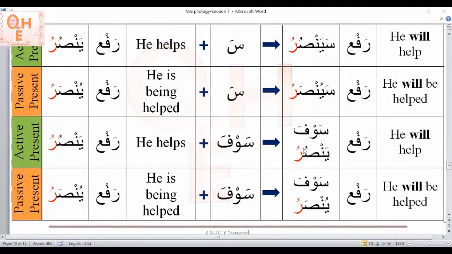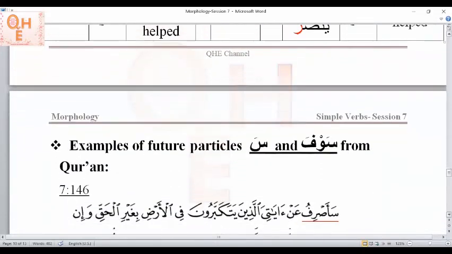There is a little difference in terms of meaning or aspect, or the explanation of the verse, when sa is used and where sawfa is used. That's part of the tafsir. Inshallah, in future when you get more knowledge in tafsir, you will understand the difference when sa is used, when sawfa is used, inshallah. Now let's go over some examples in Quran, inshallah.